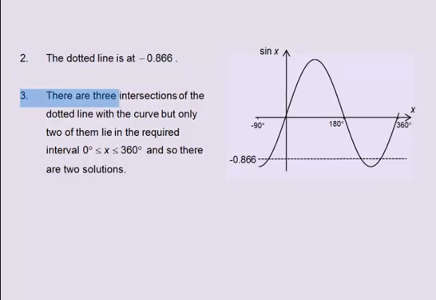There are 3 intersections of the dotted line with the curve, but only 2 of them lie in the required interval, x greater than or equal to 0 degrees and less than or equal to 360 degrees, and so there are 2 solutions.